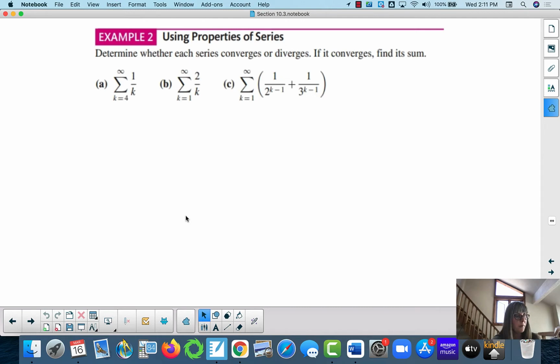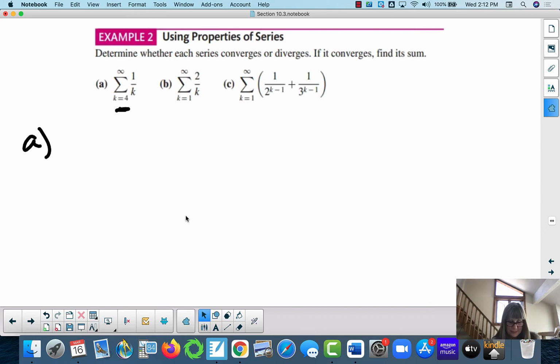So on this one, because this is almost identical to the harmonic series. Remember in the last video, I talked about the harmonic series was k equals 1 to infinity 1 over k. So it starts with 1, and then you add 1 over 2, 1 over 3, 1 over 4, and so on and so on. And that series diverged. Well, this starts at 4, but it's the same series after that. And so it's only missing the first 3 terms.